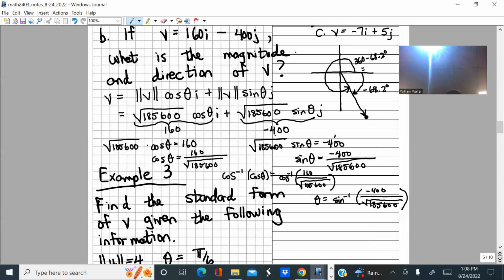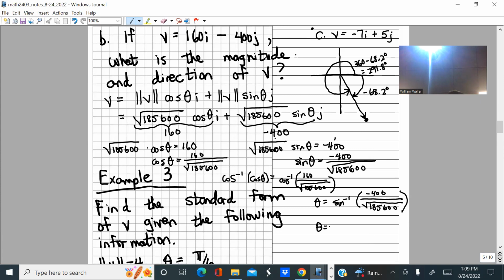What would that turn out to be? 291.8 degrees. So you can also try that direction. Oh, neat. So there's theta. Theta is, we can either write minus 68.2 degrees or we can write 291.8 degrees.